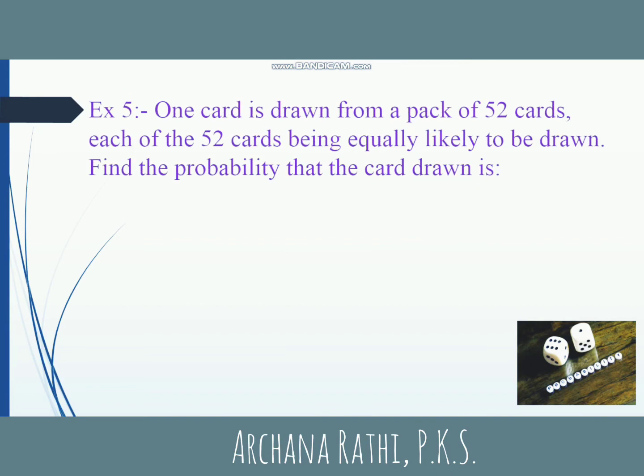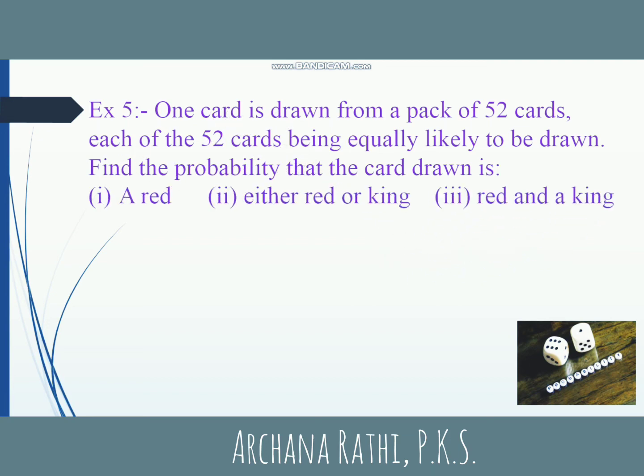One card is drawn from a pack of 52 cards, each of the 52 cards being equally likely to be drawn. You know equally likely means each card has equal chances of being drawn. Find the probability that the card drawn is a red card. It is very easy, you can do it orally also. Second is either red or king, and third is red and king. This second and third are more important because you have to work on those.